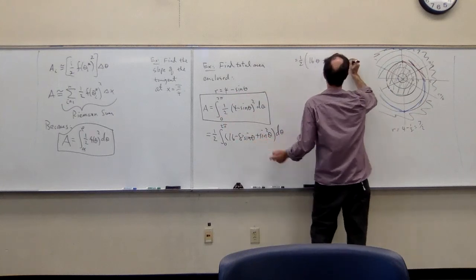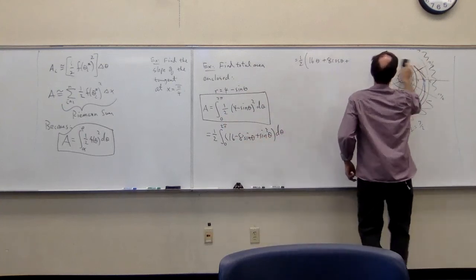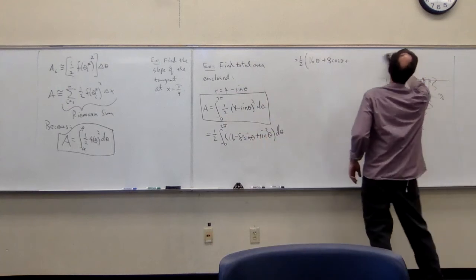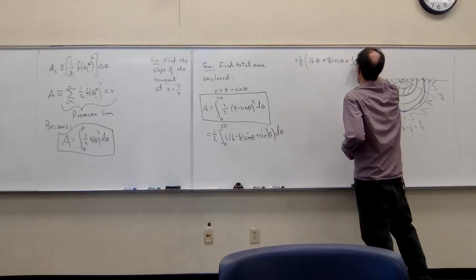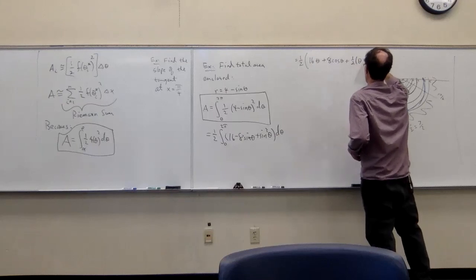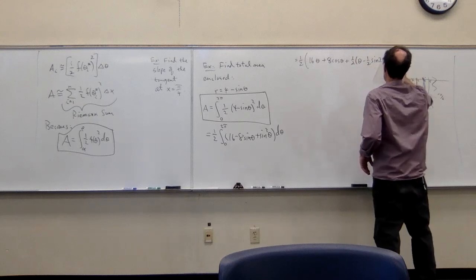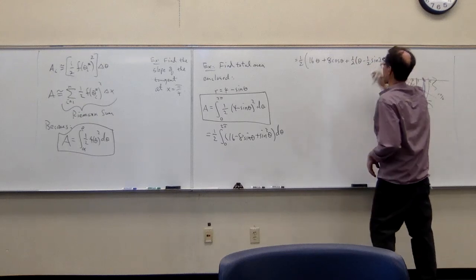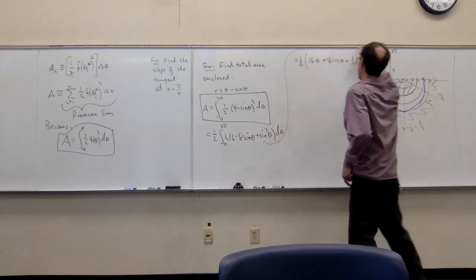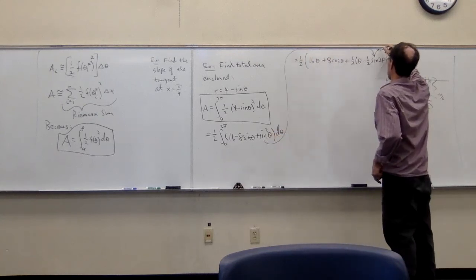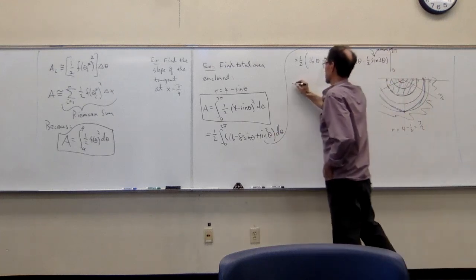And sine squared, what do we do with that? Oh, wait, I asked you to memorize that. So we have it memorized. It's 1/2 theta minus 1/2 sine 2 theta. I know you did because I asked you to.